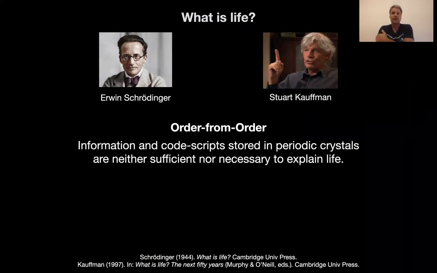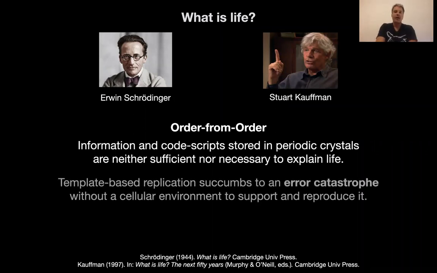and he has a beautiful piece in a book on Schrödinger, What is Life, the Next 50 Years, where he says, information in code scripts stored in periodic crystals are neither sufficient nor necessary to explain life. Why? Template-based replication succumbs to an error catastrophe. What does that mean? If you have something copying itself without the self-regulating properties of the organism around it, it won't work. It will make more and more errors.